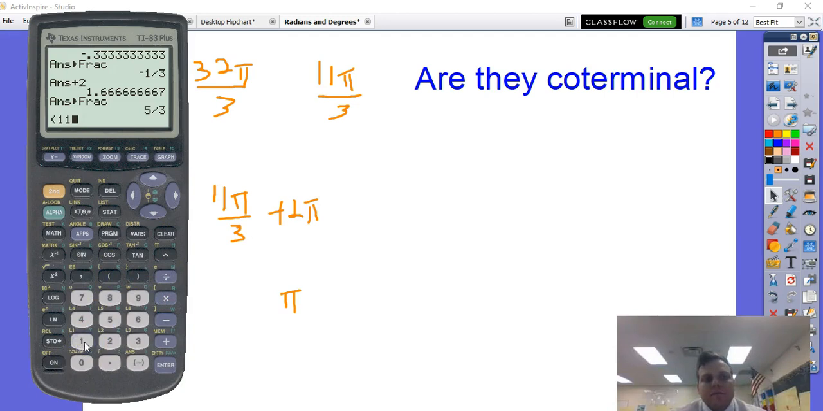All right. So 11 over 3. Whoops, I added one too many 3. And then I'm just going to say add 2. Math, enter, so I can turn it back to a fraction. And I get 17 pi over 3.